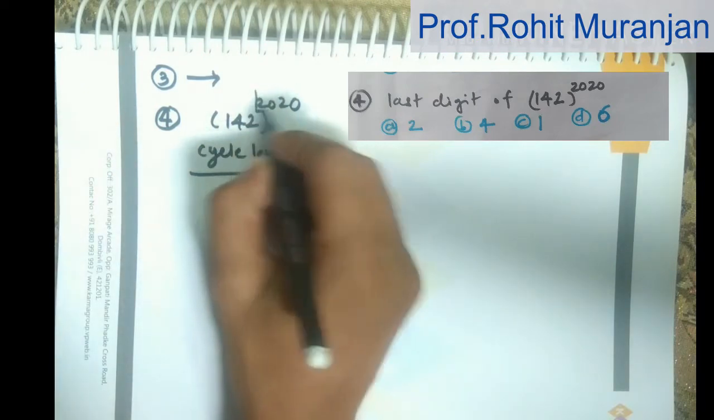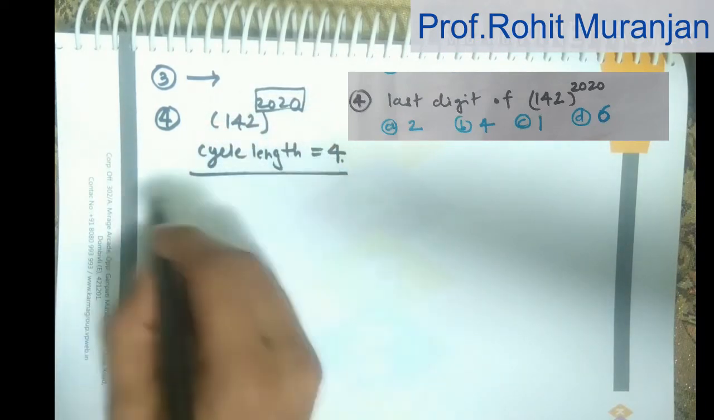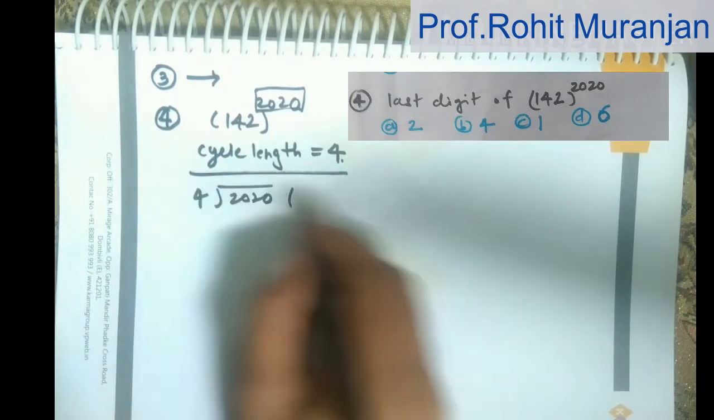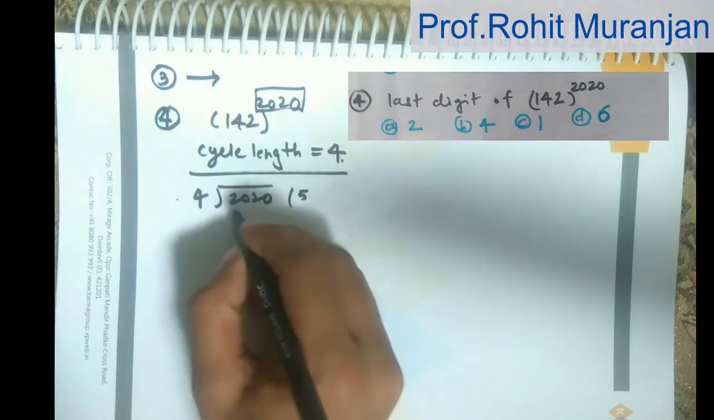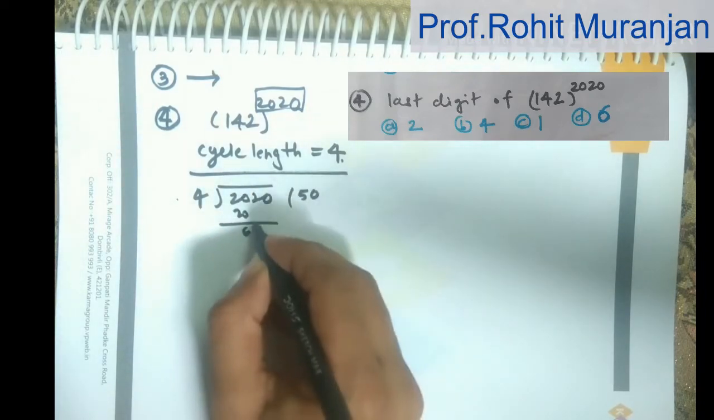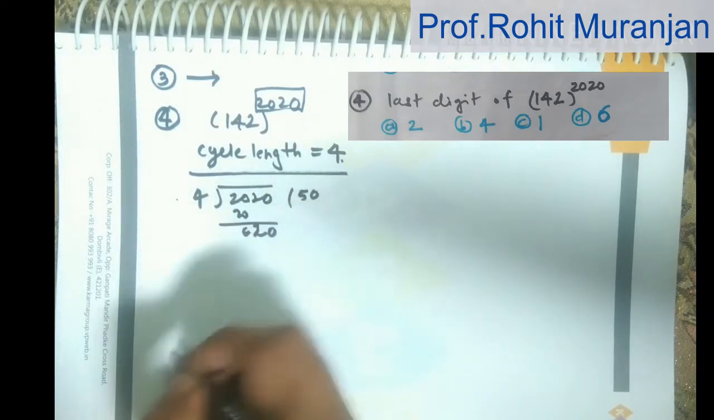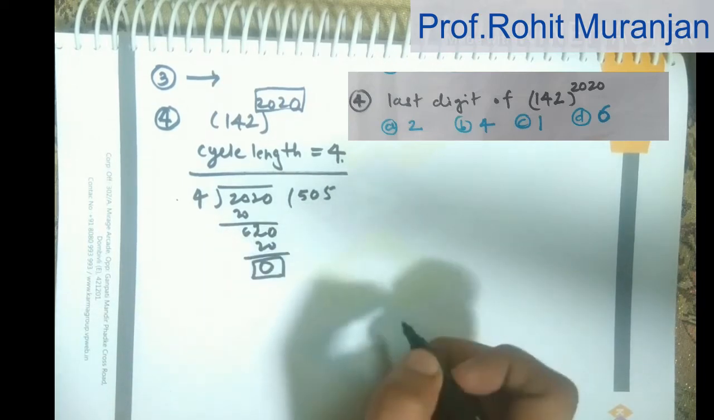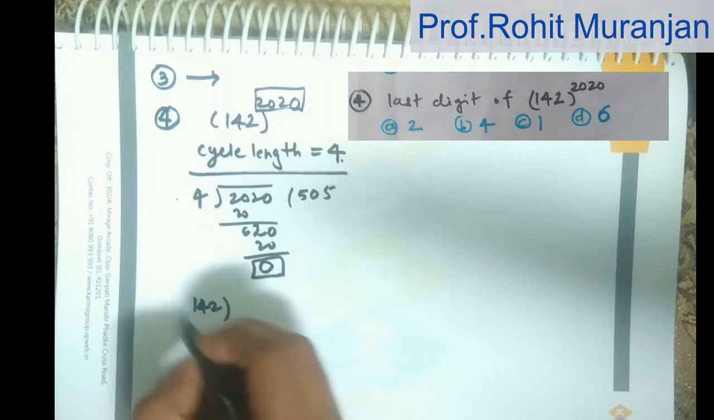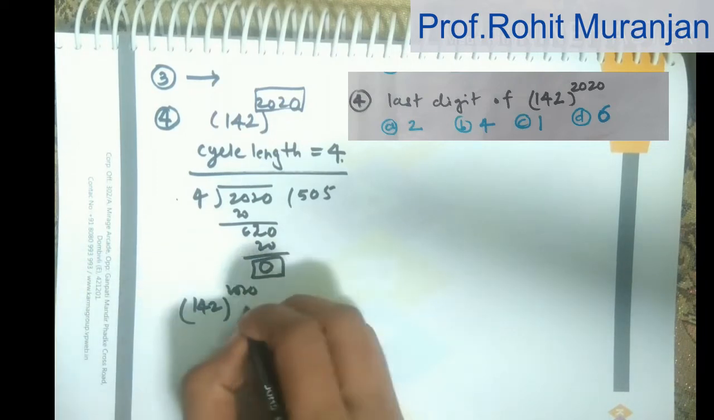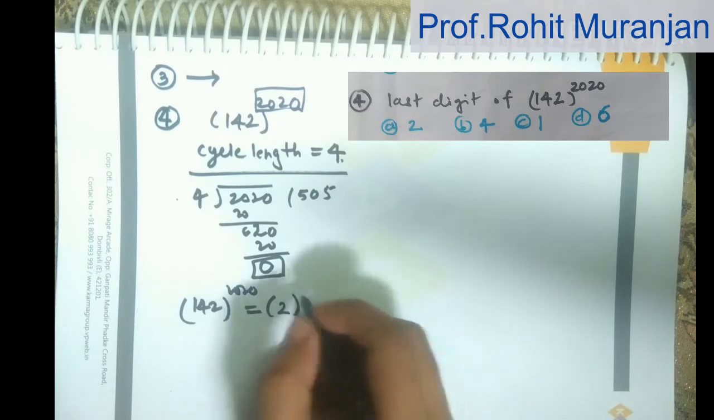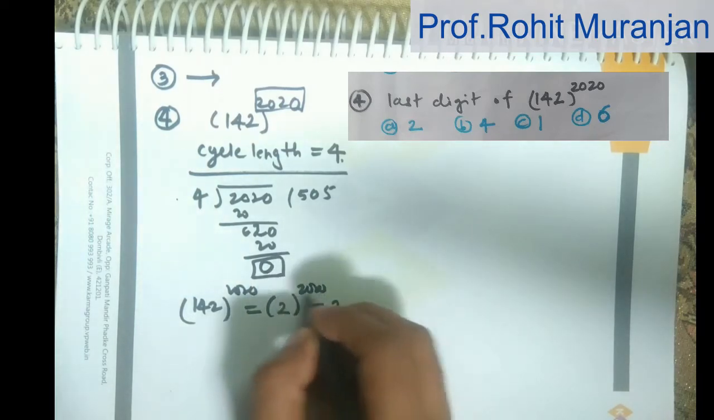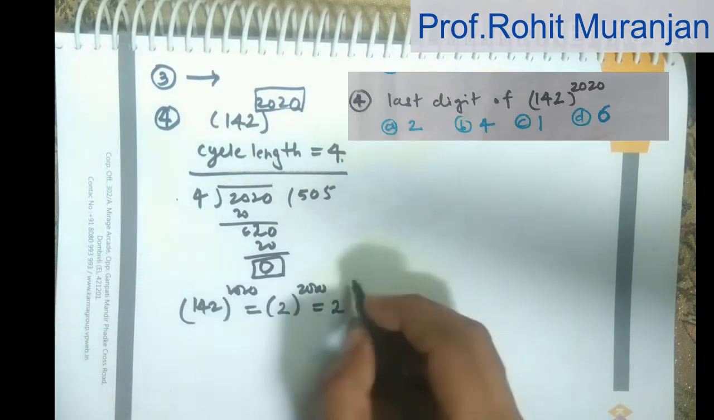Next, you simply divide this power by the cycle length. If I divide 2020 by 4, what am I going to get as a remainder? 4 5s are 20, 4 zeros are 0. You take 2 here, take this 0 down, 4 5s are 20. So the remainder I'm going to get is 0. So finding the unit digit of 142 raised to 2020 is equivalent to finding the unit digit of 2 raised to 2020. Okay, and we already know that 2020 is congruent to 0 modulo 4. So 2 raised to 0.